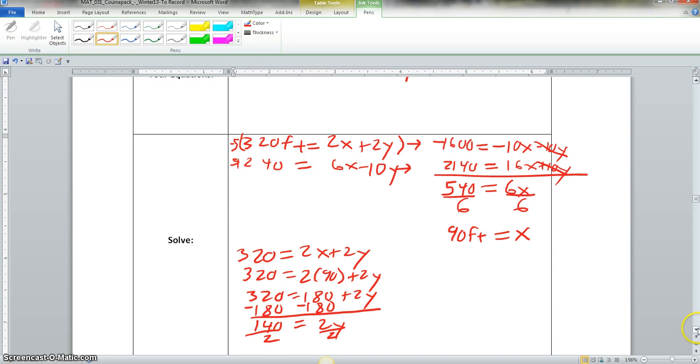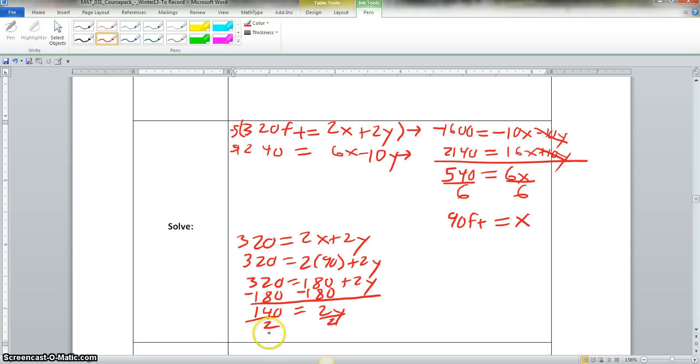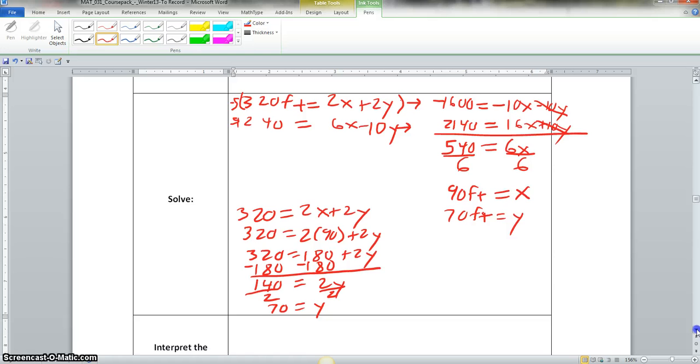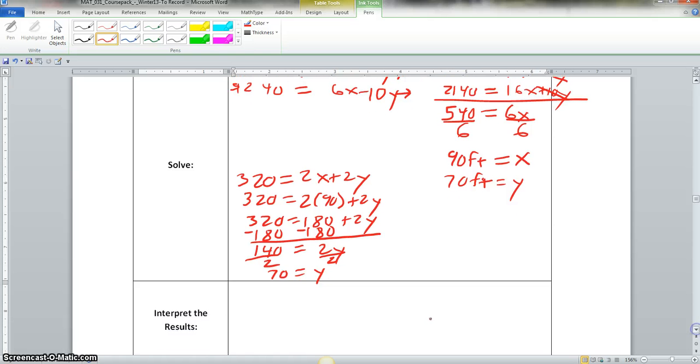And 140 divided by 2, we know is 70, and that equals y. So it'll be 70 feet is equal to y. Now we solved it. Now we have to interpret the results.